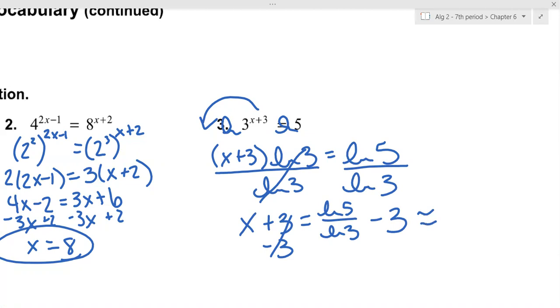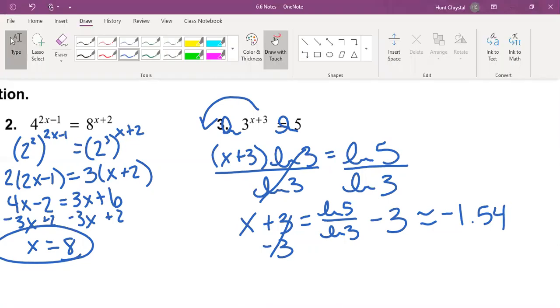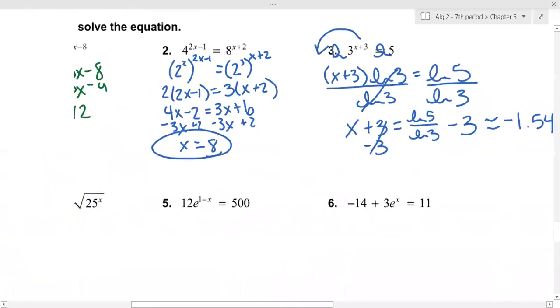I'm going to do it right now, and I want you to try it too, and let's make sure we're getting the same answer. So I'm going to do natural log of 5 divided by natural log of 3, figure out what that answer is by hitting equals, then minus 3. And that gives me a negative 1.5, let's say 4. We'll just use 2 decimal places. Okay, so try that. If you have trouble with it, let me know.